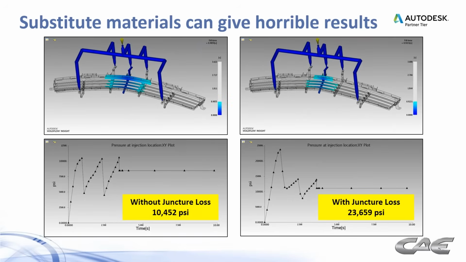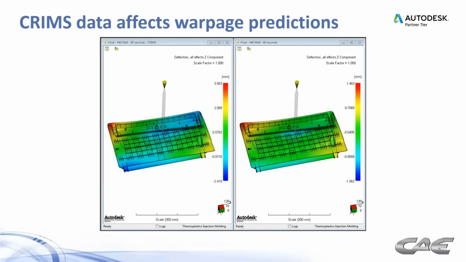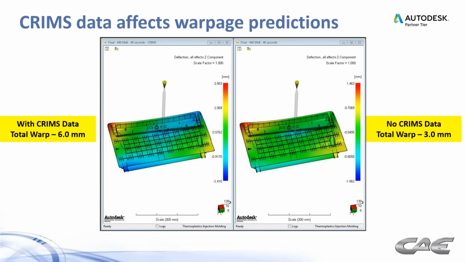So your shrinkage predictions are off, and therefore your warpage predictions are off. So there's a lot of things that go into these predictions, and to the extent that there's uncertainty in any one of them, it is going to snowball down to the warpage results. There's something called CRIMS data that also affects warpage predictions in certain types of models that we run in Moldflow. Here's a case where, with the CRIMS data, it predicts some 6 millimeters of warp. Without the CRIMS data, the total warp was 3 millimeters.